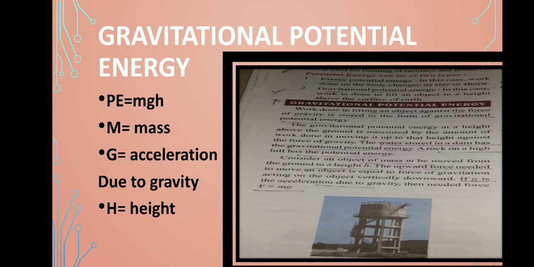Formula for this is potential energy is equal to mgh, where m is the mass, g is the acceleration due to gravity, and h is the height. Now, what is this gravitational potential energy? Work done in lifting an object against the force of gravity is stored in the form of gravitational potential energy. So my dear students, whenever an object is lifted from ground to some height, the work done on that object stores in the form of gravitational potential energy, because the work done is against the gravity of the earth.